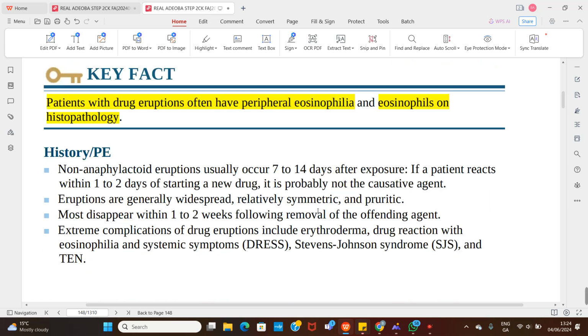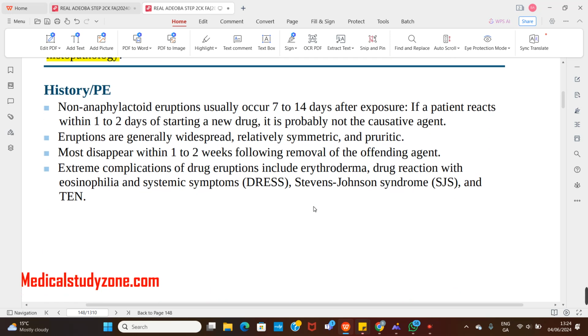So, moving on to the history, right? For the allergic eruptions, like drug-induced urticaria, we have said that the onset of the lesions is going to be within minutes to hours after drug administration, right? But for the non-anaphylactic eruptions, they usually occur within 1 to 2 weeks after exposure, and they will also resolve within 2 weeks after stopping the medication. That's why I remember it.